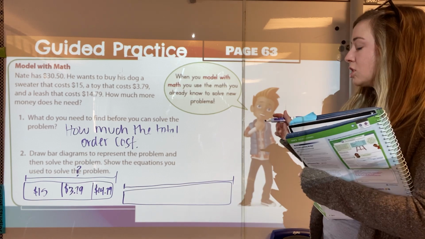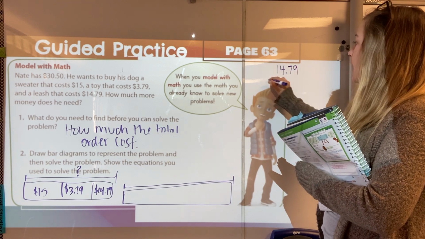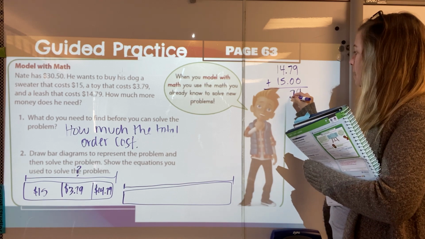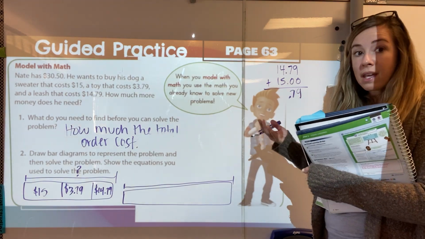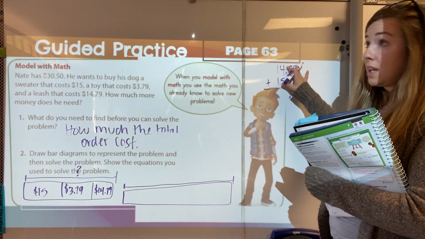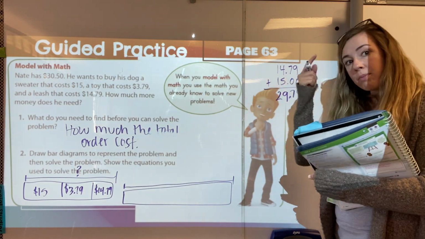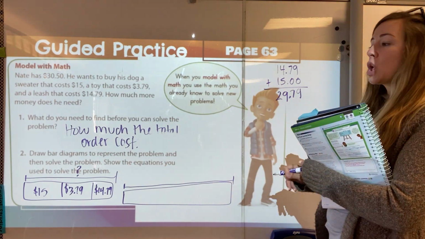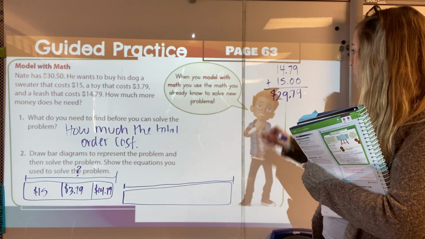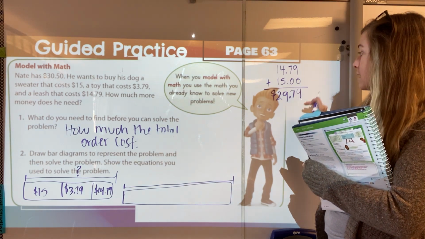So one thing that I think I could do pretty easily is take my $14.79 and add my $15 to it. Because I know my 79 is going to be the end of it, and if I'm thinking about using compensation, well, if I did 14 to 15, I know 15 and 15 is 30. So if I go down 1, because it's really 14, I'd be at 29. And you could just add those up together, but it's good to kind of train your brain to think outside the box. So the total amount for just the leash and sweater is $29.79.